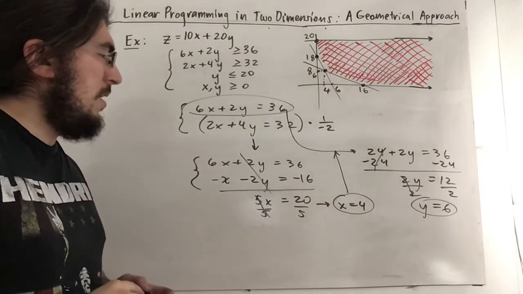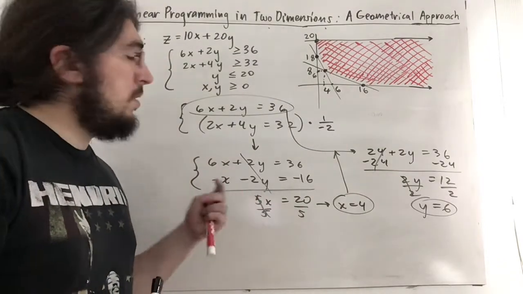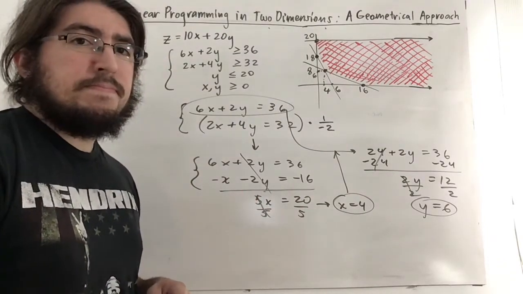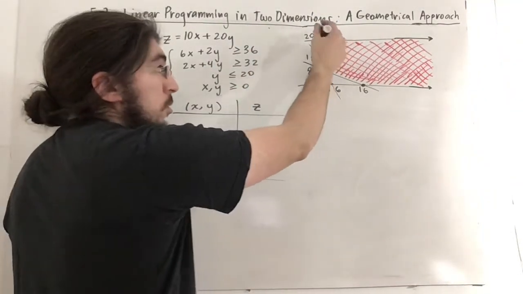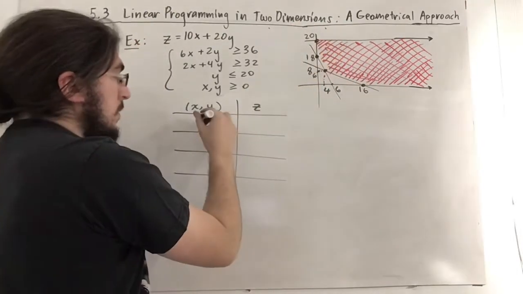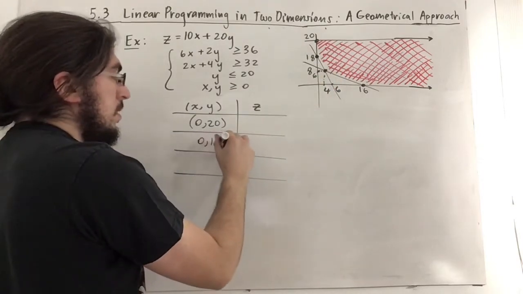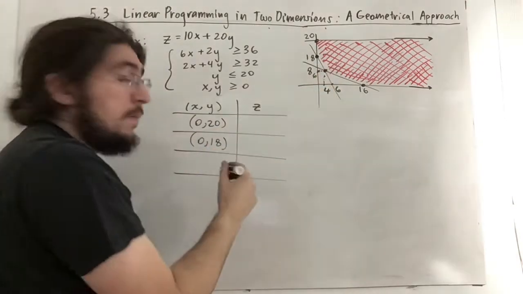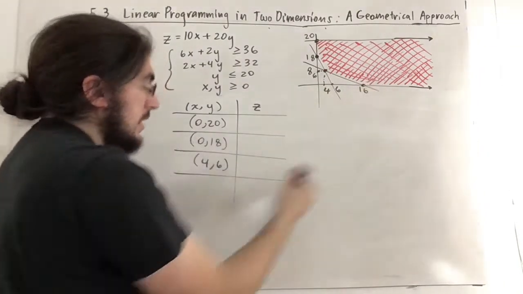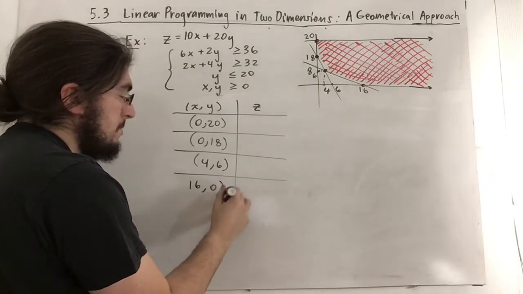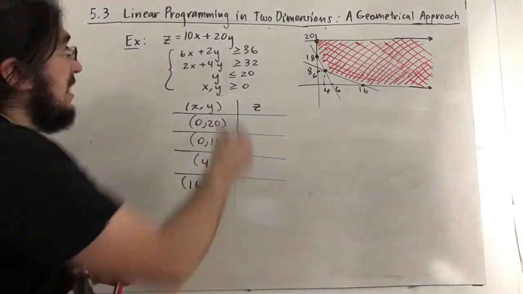Okay, good. I've used a lot of space here, so let me erase this and write the actual table for the corner points. Right, so here's our table. Now the corner points are, I'm going to go in this order, downward. So this point is 0, 20. Right below that we have 0, 18. The one we just found, 4, 6. The last one really is 16, 0. Perfect, so these are our 4 corner points, and now we're going to plug them into z.